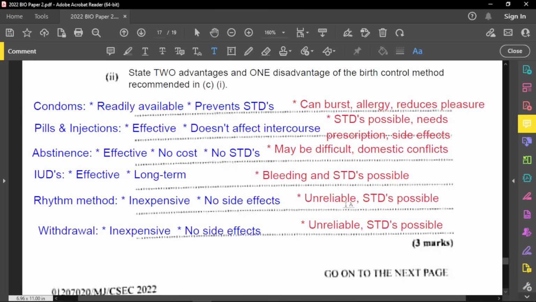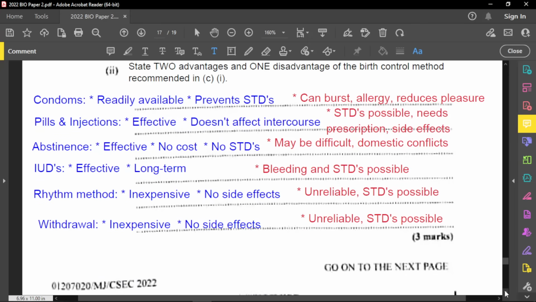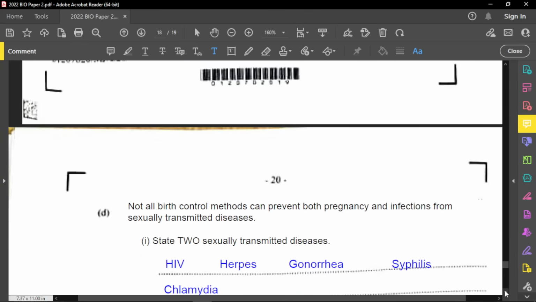Of course, it's not just as easy as said because you have to test the basal temperature of the female to test if the temperature is right and all those types of different stuff. STD is possible. The withdrawal method, inexpensive, no cost to it, no side effects, but it's very unreliable, and STD is possible. All right, so let's jump into part D.